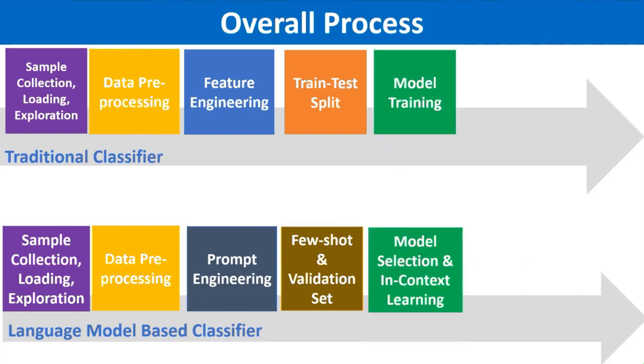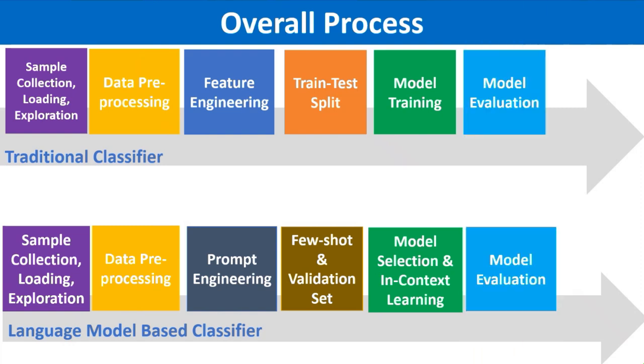And then model training or model selection and in-context learning. In a traditional classifier, it involves model training, where algorithms like decision trees or SVMs or any other traditional classifier learn from the data. This process can be time consuming, especially with large datasets. In a language model-based classifier, model selection and in-context learning take the place of training. The process involves selecting a suitable pre-trained LLM and using prompt engineering or few-shot examples to adapt it to the classification task. This bypasses the need for extensive model training.